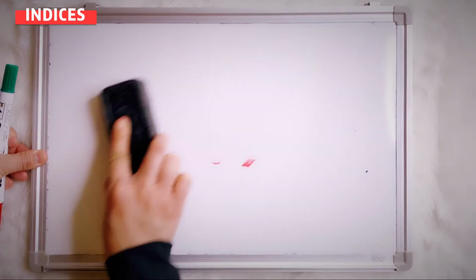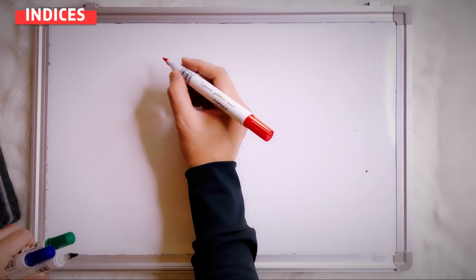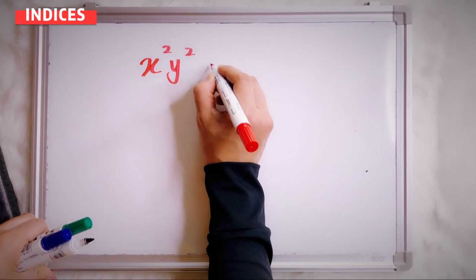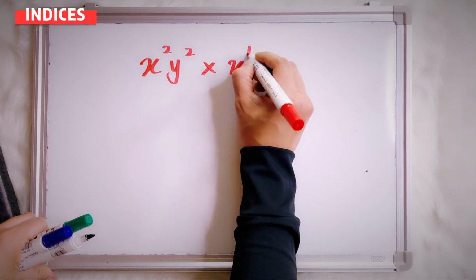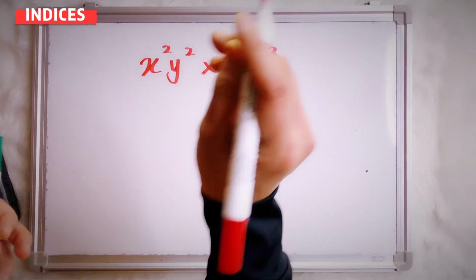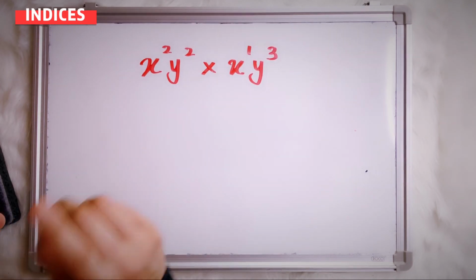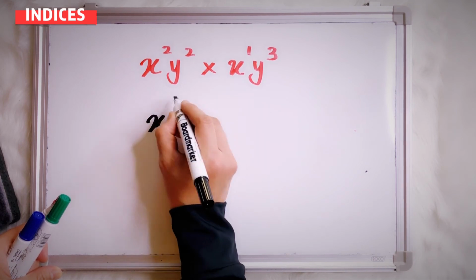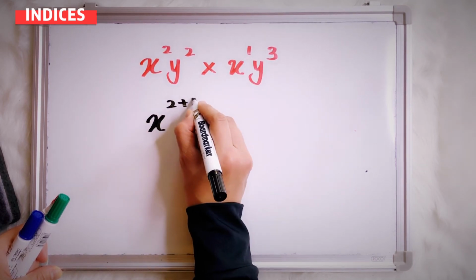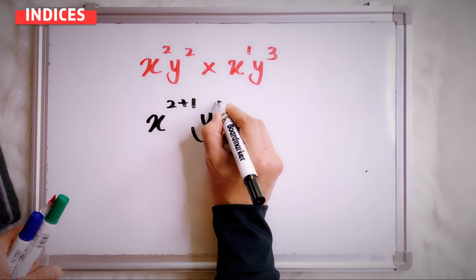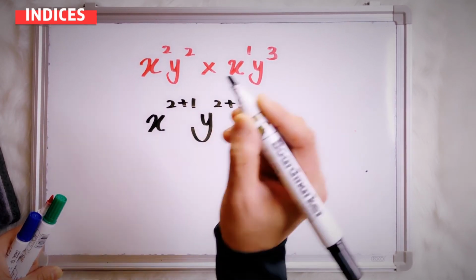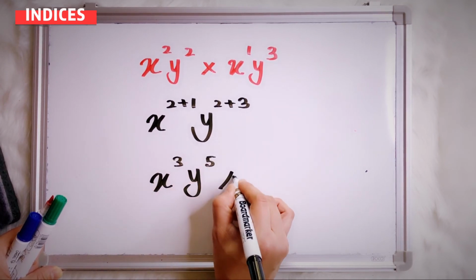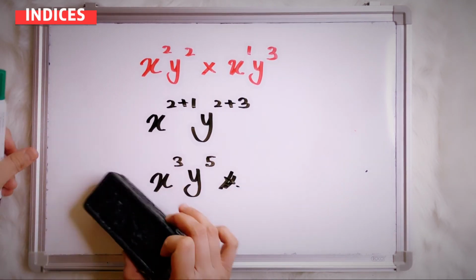Okay, now, how about if I give you x squared y squared, multiplied by x power of 1, y power of 3. Same thing, this is multiply. So that means you have to plus. You focus on x first: 2 plus 1. And then you take y: 2 plus 3. So now x power of 3, y power of 5. Okay? Okay, next.